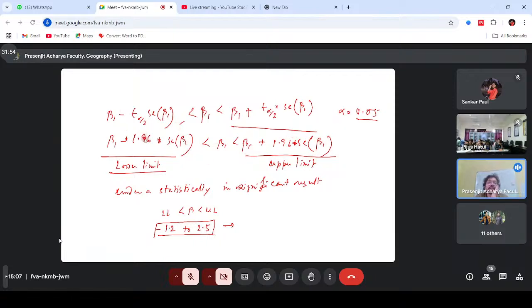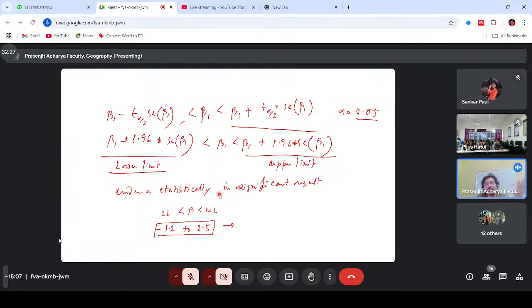The t value at 0.05 is 1.96. So we subtract this product from the estimated beta, and add this product to the estimated beta, to get the lower limit and upper limit. Interestingly, once we have a statistically significant beta coefficient, this lower limit and upper limit will not include zero in its range. So what happens if I have an insignificant beta 1?